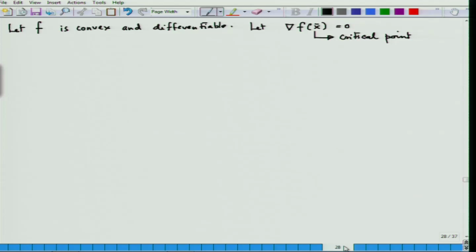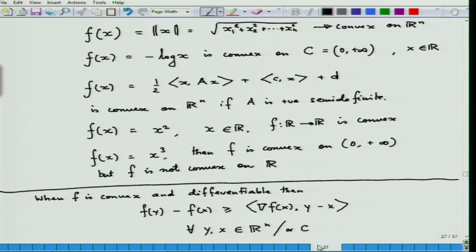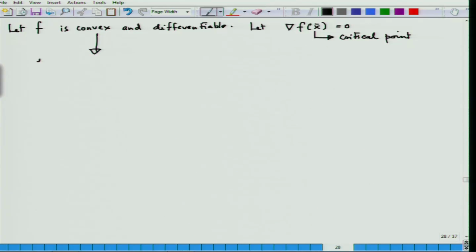Now, because f is convex and differentiable, we know that this formula holds for every x, y. If I fix x, I can have this formula valid for every y. So it shows that for any x, let us in this case take the domain C to be Rn.